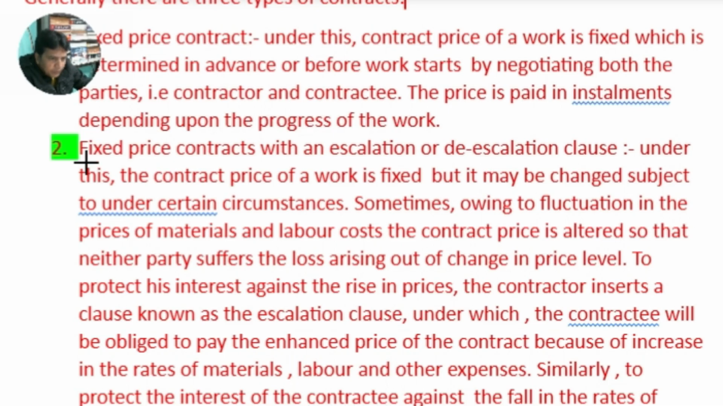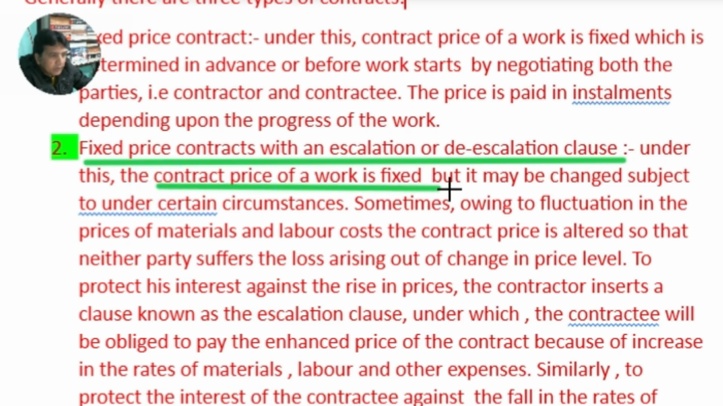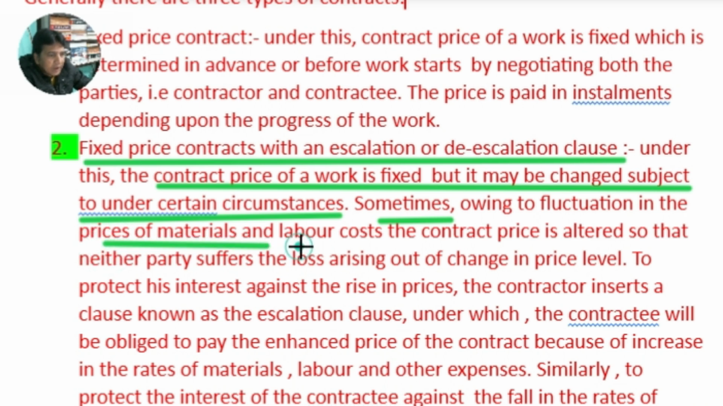The second type of contract is the fixed price contract with an escalation or de-escalation clause. Under this, the contract price of a work is fixed, but it may be changed under certain circumstances. Sometimes, owing to fluctuation in the price of materials and labor cost, the contract price is altered so that neither party suffers the loss arising out of change in price level.